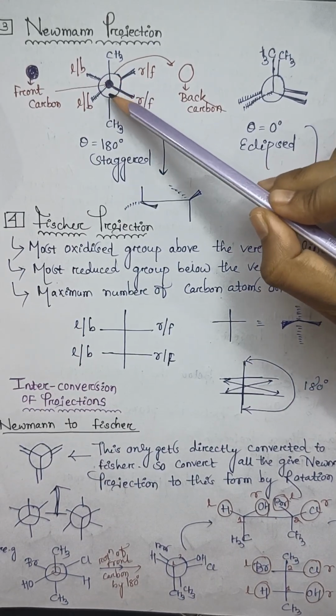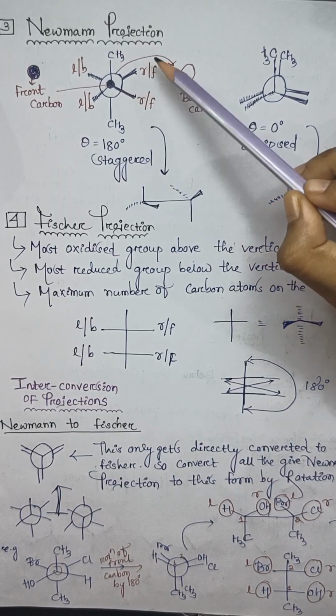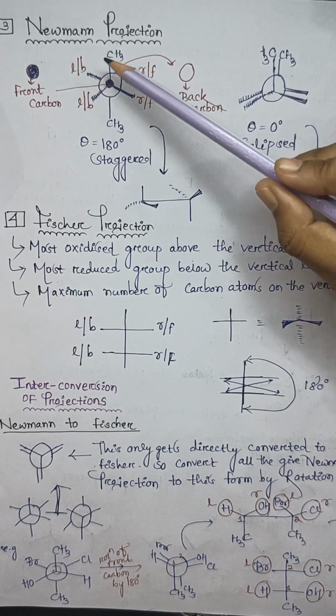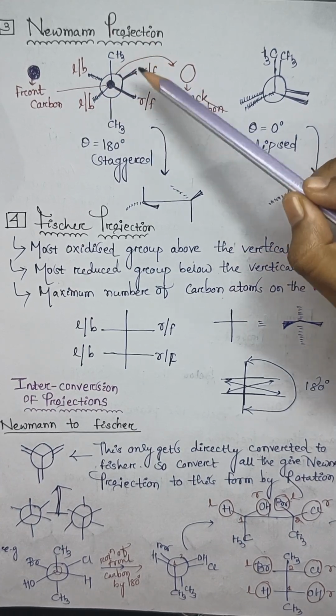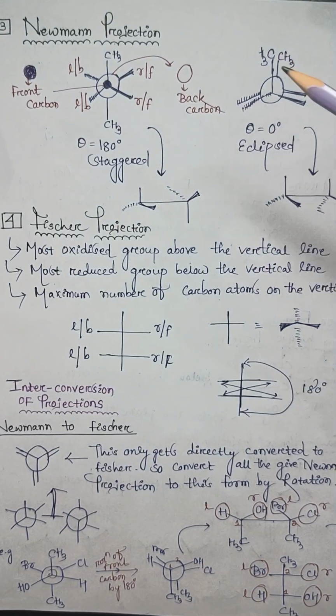The circle represents the backside carbon. This wedge represents the molecule or atom on the right side or front. This dashed line represents the atom or molecule on the left or back side. Solid line represents the atoms or molecules around the plane.